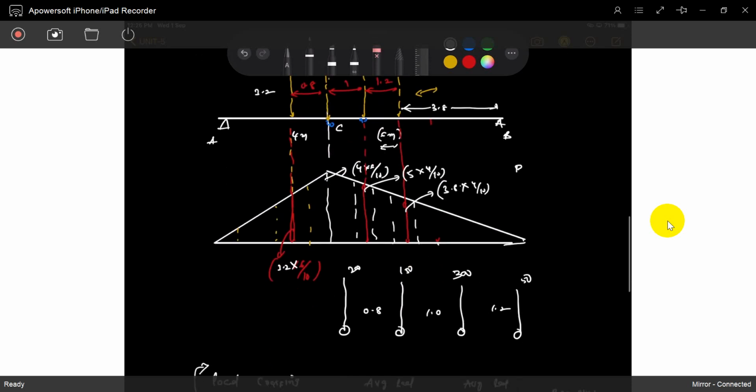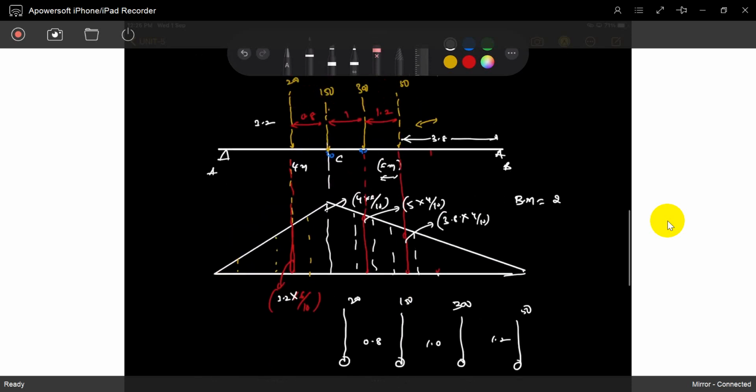Bending moment, BM. Just multiply 200 with 3.2 into 6 by 10, 150 into 4 into 6 by 10, so 300 into 5 into 4 by 10, so 50 into 3.8 into 4 by 10. So what is that value? That value is 1420 kilonewton meter. That's it. We have to arrange like this. Got the point? So we will do another problem also. Very simple way.